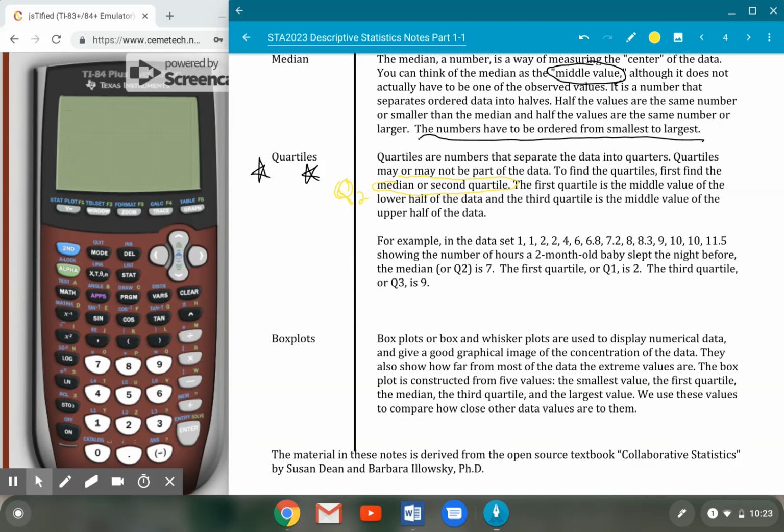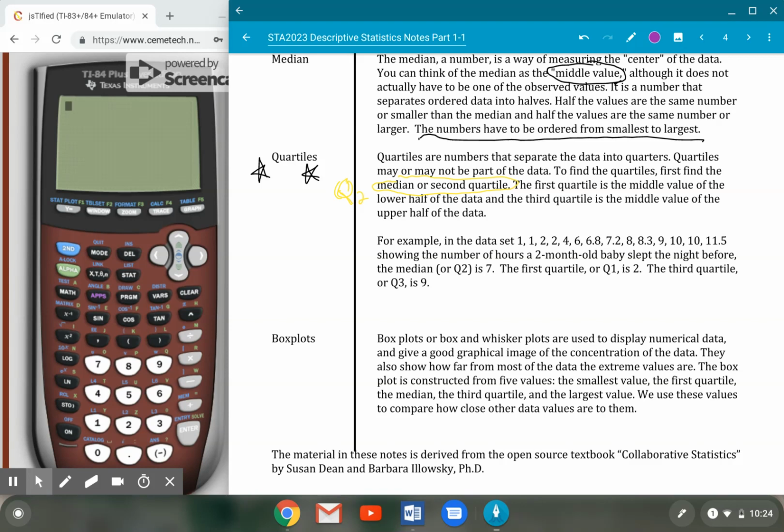So thinking about that, the median is our second quartile or Q2. The first quartile or Q1 is the middle value of the lower half of the data. So after you find the median and you split your data into halves, Q1 is going to be the middle of the lower half, and then the third quartile or the upper quartile is the middle value of the upper half.